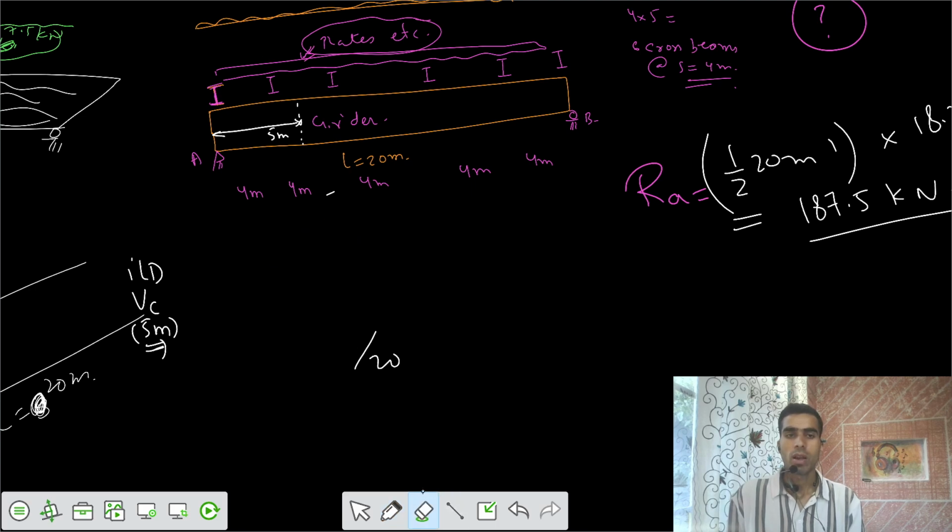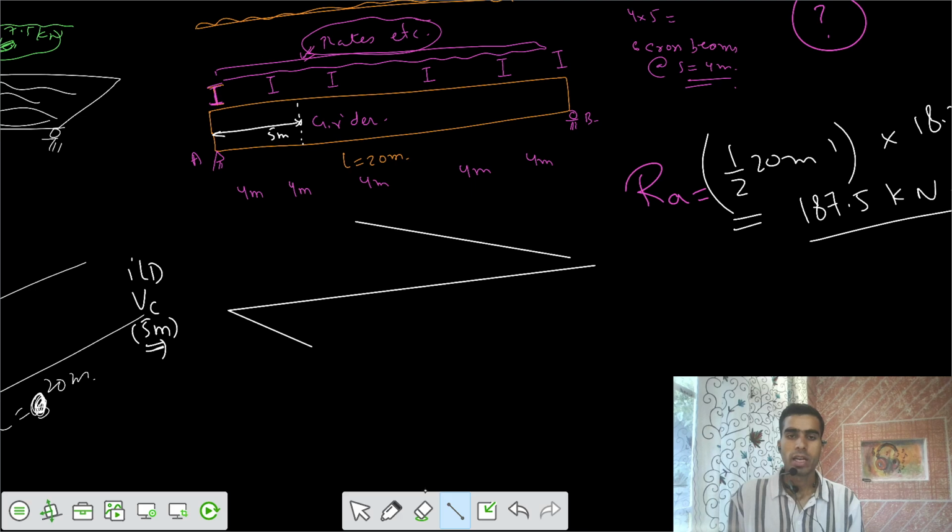But because there are panel points, we have to get the ordinates at panel points, and after that join them by a straight line. At this panel point we have some ordinate, and at this panel point we have some ordinate, and the slope we know is 1 by L, which is also 1 by 20. Then we join those by a straight line. So this is the ILD for your shear at 5 meter from support A.